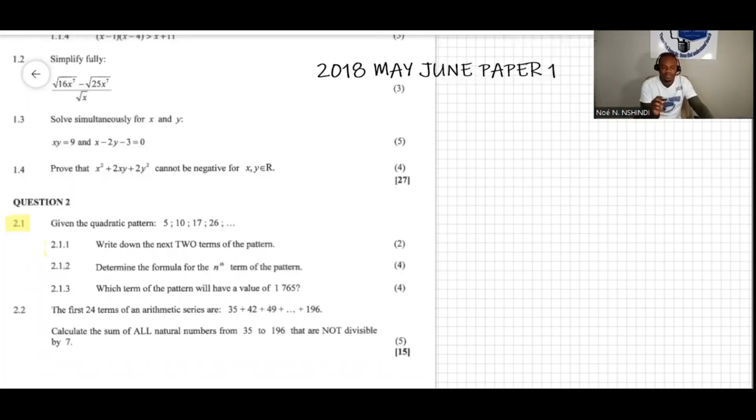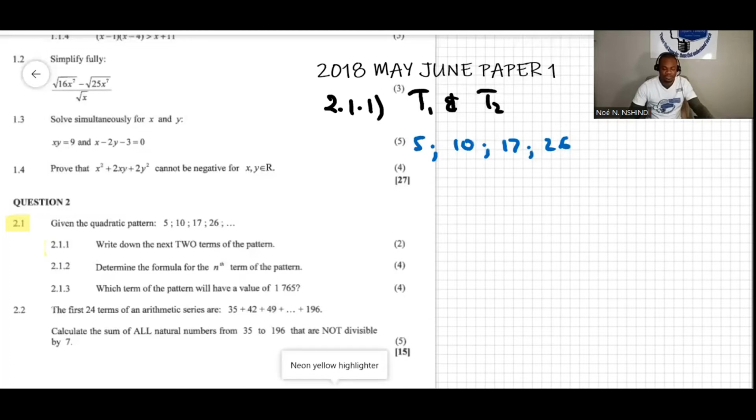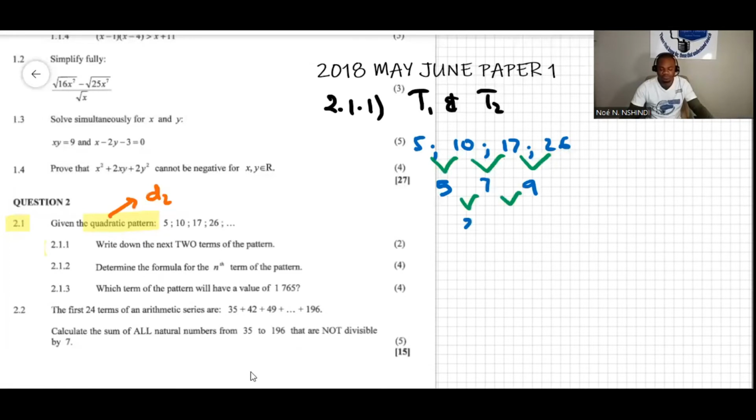Well, the question says, given the quadratic pattern 5, 10, 17, 26, write down the next two terms of the pattern. Okay, the question says this is a quadratic pattern. So we are looking for T1 and T2. Now, we do have the terms 5, 10, 17, and 26. Quadratic pattern means that the second difference of the terms is constant. So now let's look at the first difference: 10 minus 5 is 5, 17 minus 10 is 7, 26 minus 17 is 9, and then the second difference over here will be 2. We can see it's a constant 2.